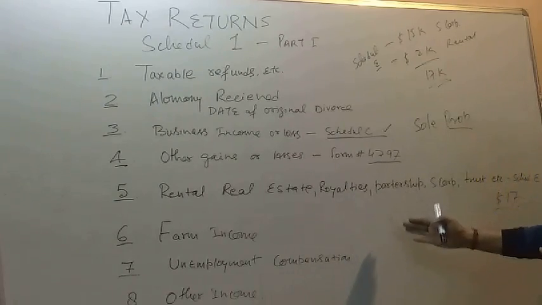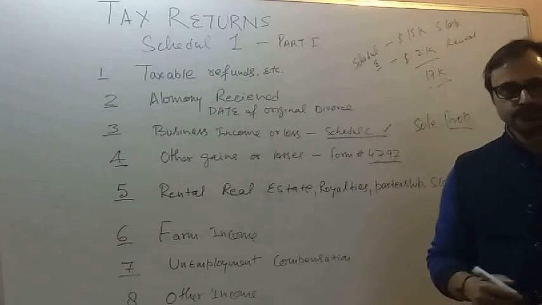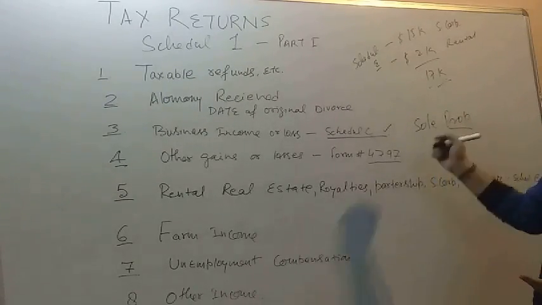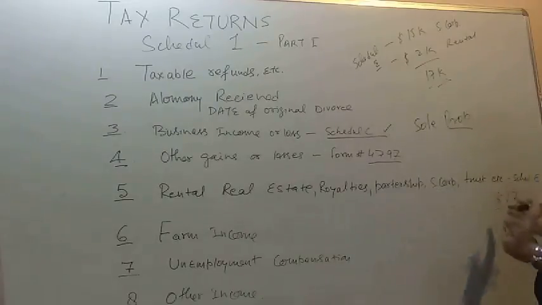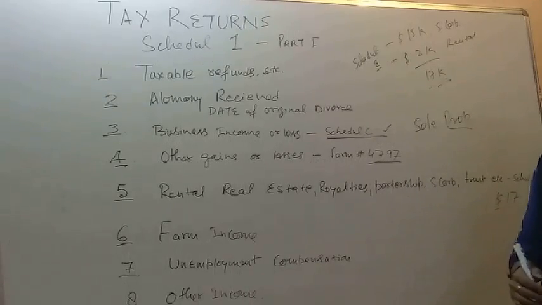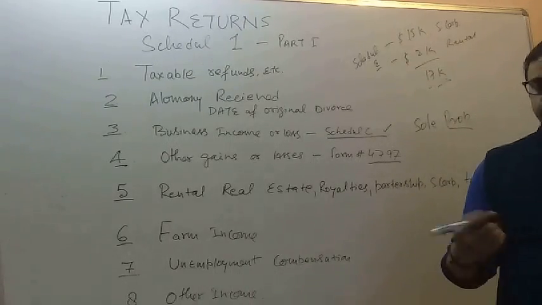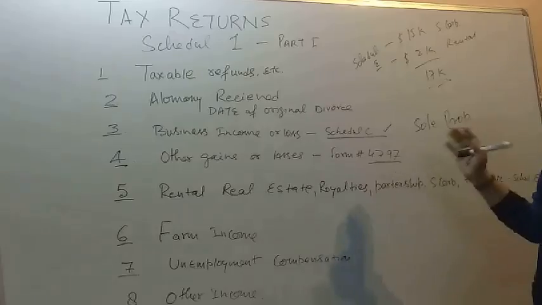And now we are going to see one by one all these schedules, and we are going to see how to calculate income from Schedule C, Schedule E, or rental income, or S corp income, or other income like farm income. We will go through all these forms one by one and see how to calculate income. First of all, let's go to Schedule C and see how to calculate income.